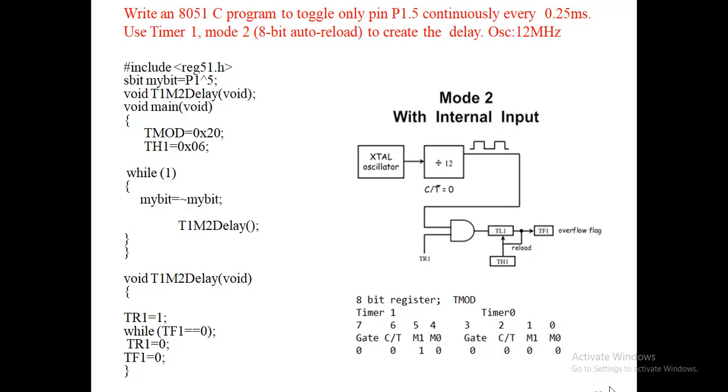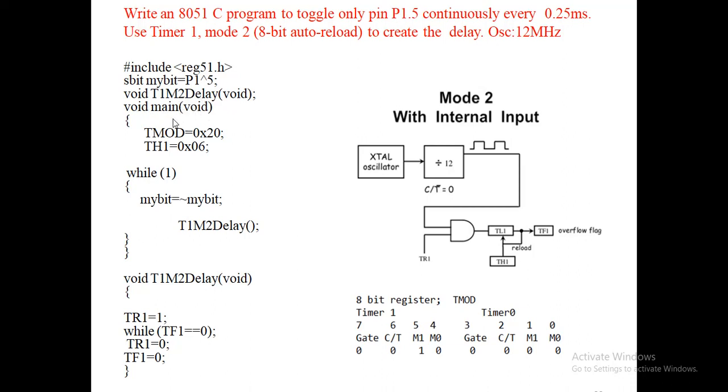Just carefully listen. There is a small difference between the mode 0 and mode 1 programs. Here we include reg51.h as usual, sbit mybit, P1^5. The P1^5 is assigned to mybit. Here I am using a user defined function, void timer1mode2. It is a delay function. So for understanding I am naming the delay function T1M2delay. As you wish, it is the programmer's choice, you can keep any user defined function name.